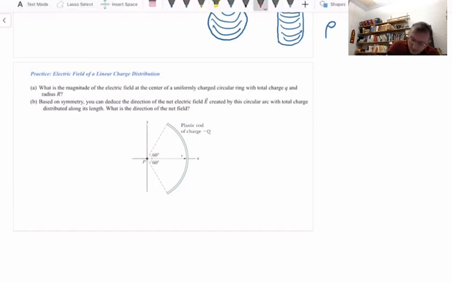Okay, last thing for today, for now, is a class engagement question on Blackboard. And it's going to deal with a linear charge distribution, charge spread out over a portion of a ring, of a complete ring. It's still ring shape, it's just not a complete ring. All right, so the question A for this picture. What is the magnitude of the electric field at the center of a uniformly charged circular ring with total charge Q and radius R?